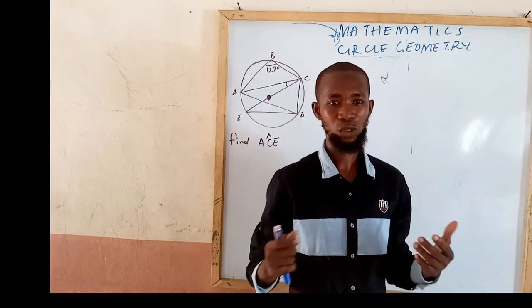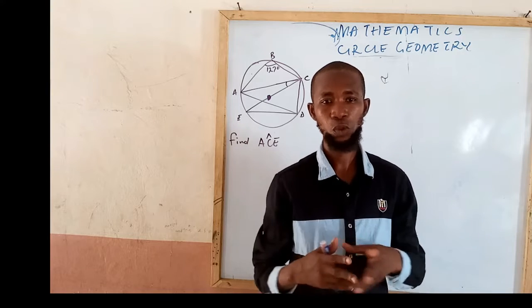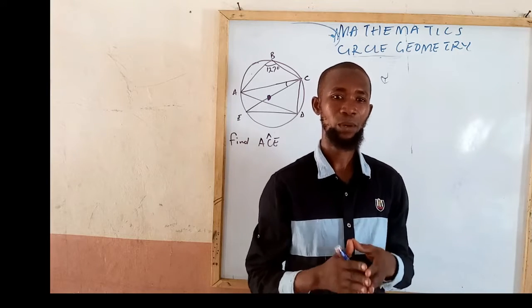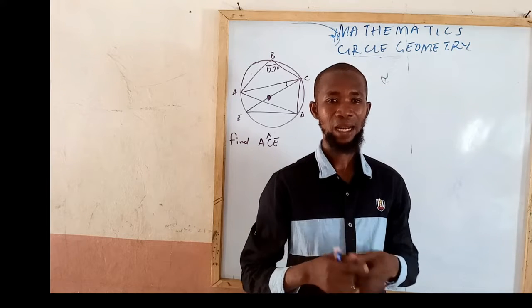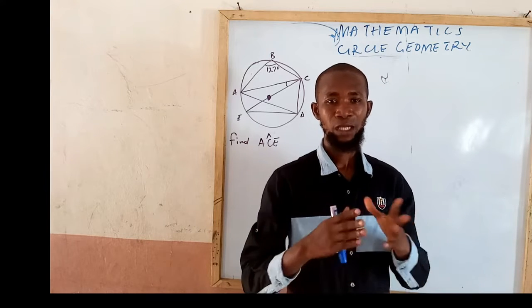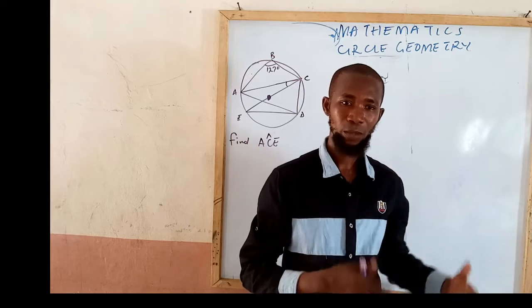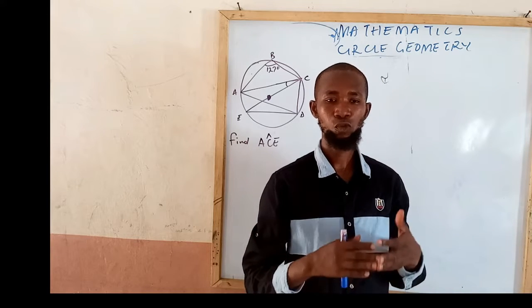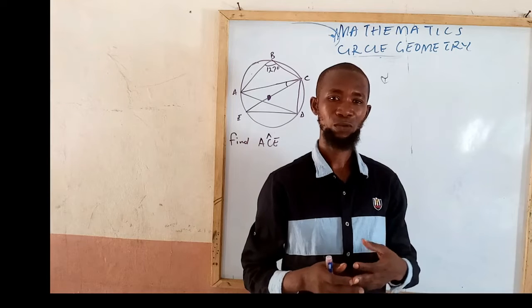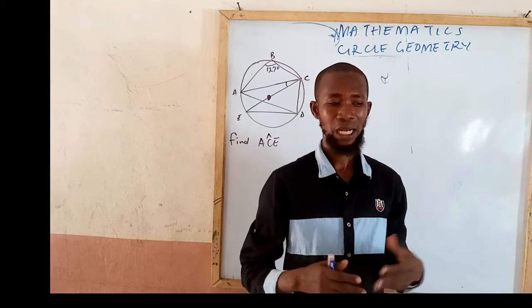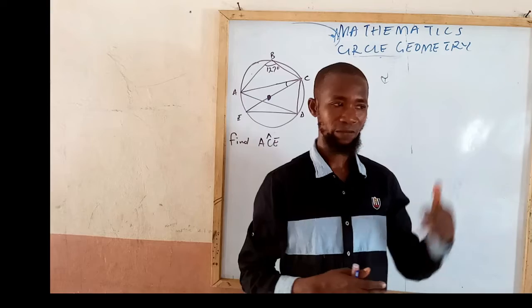So those questions we solved in the last class happen to be those questions that only require the application of what? The cyclic quadrilateral theorem. That is, those questions we solved in those sessions didn't have anything to do with any other three theorems that we've learned so far.